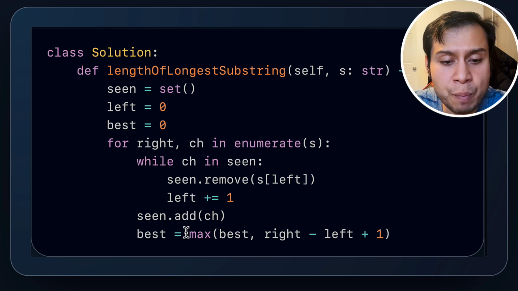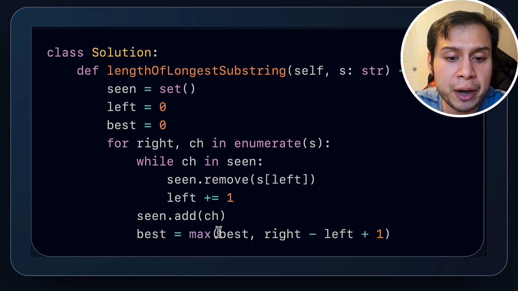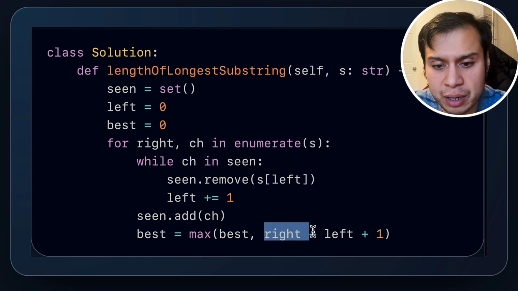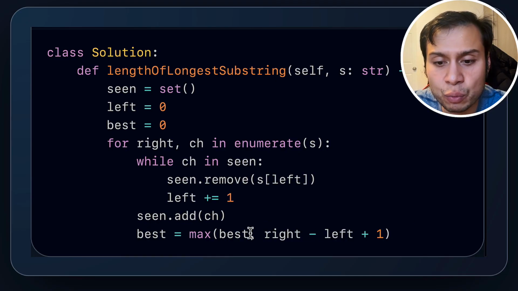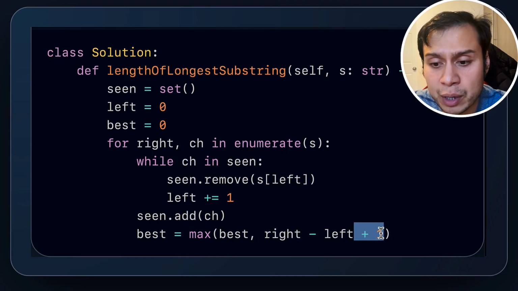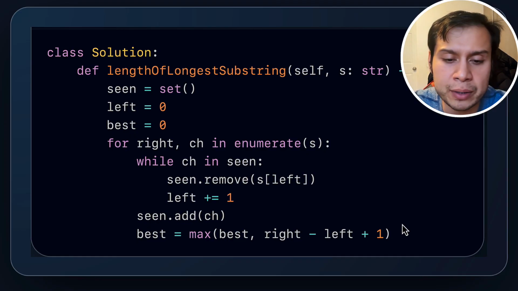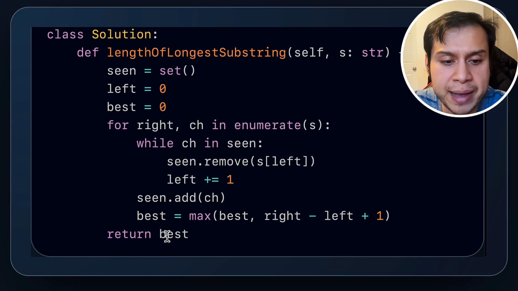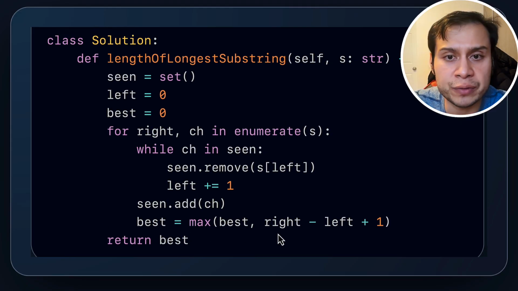Best is equal to max. Using the max function, we're going to compare our initial best, which is 0, and our current window size, which is right minus left plus 1. We add 1 because we have to include both sides of the window. And at the very end, after all of this loop is done, we're going to just return the best. And this is how we solve this problem.